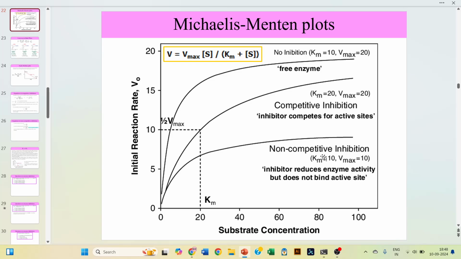But what happens in case of non-competitive inhibition? The inhibitor is reducing the enzyme's maximal velocity, plus it is not binding to the active site. Since it is not binding to the active site, the substrate is free to bind, and so the Km is unchanged. So Km is still at 10. If you extrapolate this, you will get Km over here, that is 10. But then Vmax is reduced and it is 10 now.